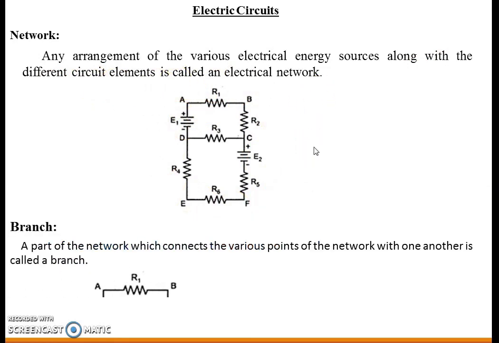Next, branch. A part of the network which connects the various points of the network with one another is called a branch. In the circuit diagram, look at the terminals A and B. Here AB is called a branch. Between terminals A and B, resistor R1 is connected. A part of network which connects the various points of the network with one another. Here A is connected with B. In between A and B, R1 resistor is connected. AB is called a branch. Similarly, BC, CF, CD, DE, EF all are called branches. Another example is CF.